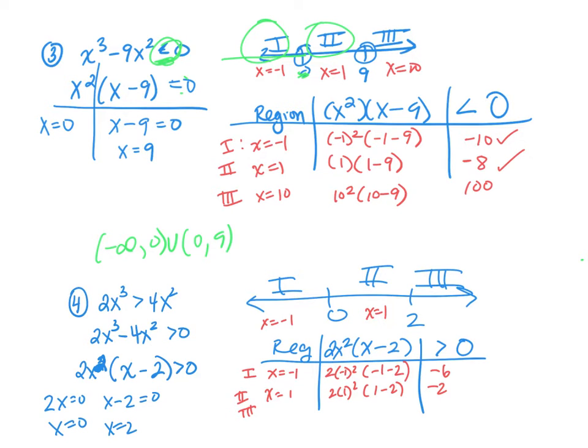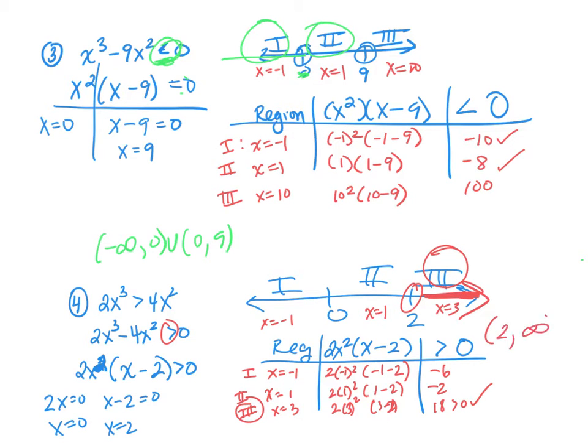And let's look at region 3. Let's do x is equal to 3. That'll be 2 times 3 squared, so that's 2 times 9, 18. And 3 minus 2 is 1. So +18, that is greater than 0. So region 3 is my only solution. It's greater than 0, so it doesn't include the endpoint. So it's 2 to infinity is your solution.